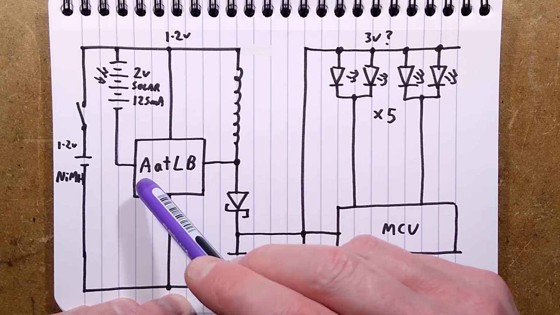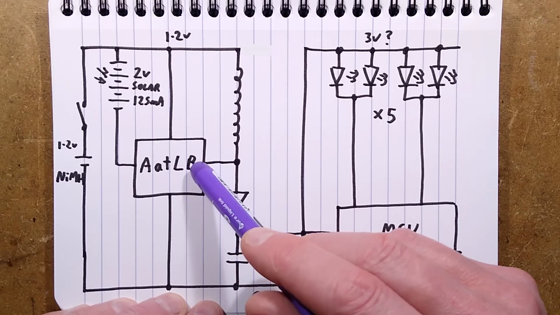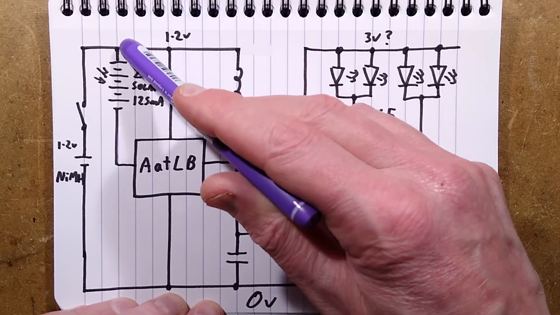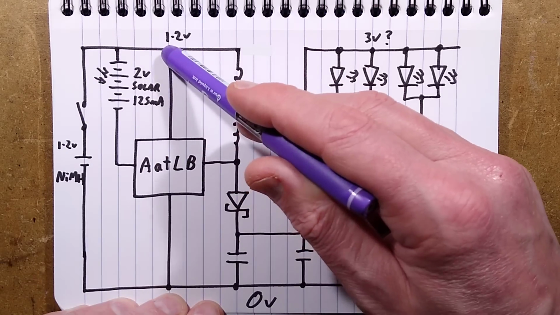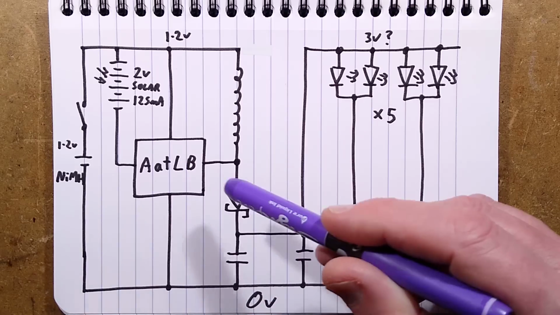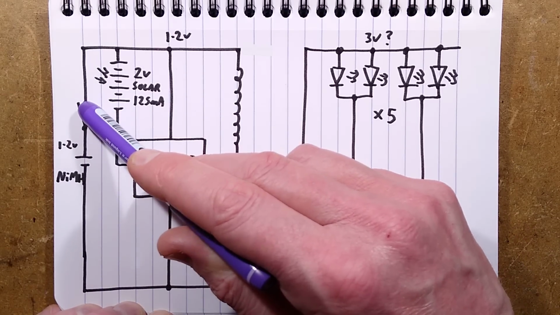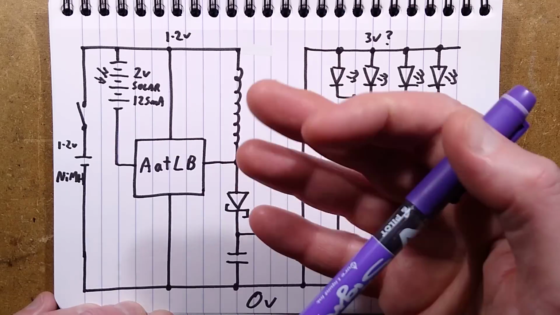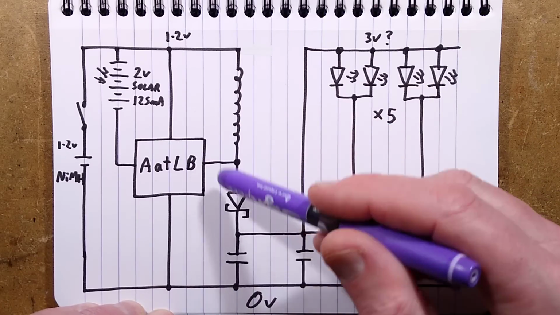So the charge control chip is called AtLB. And the solar panel is connected from the positive of the chip to the input to that. The negative is connected to the input. And it charges the nickel metal hydride cell when the switch is closed. If you have the switch off, it won't charge during the day. Presumably it's to prevent overcharging.